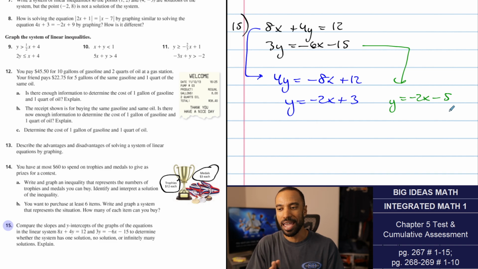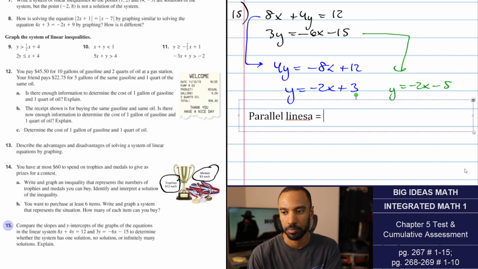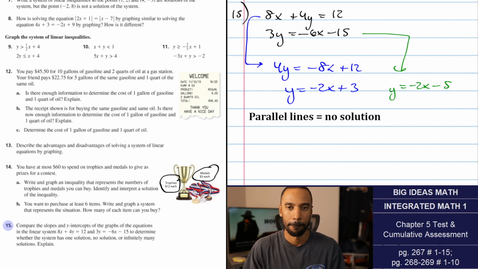Slopes are the same, but y-intercepts are different. That means that these are parallel lines. Parallel lines are no solution. Okay, no solution. That's how we compare them there.